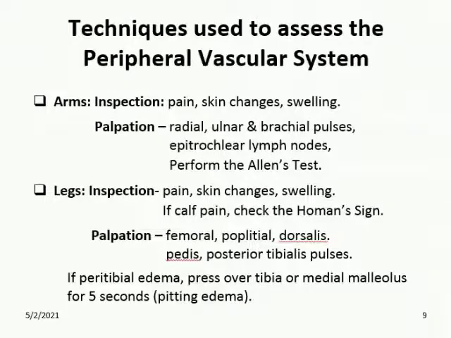Legs are inspected for pain, skin changes, and swelling. If calf pain is present, then check Homan's sign. Palpate the femoral, popliteal, dorsalis pedis, and posterior tibialis pulses. If peritibial edema is present, then press over the tibia and medial malleolus for 5 seconds to rule out pitting edema.